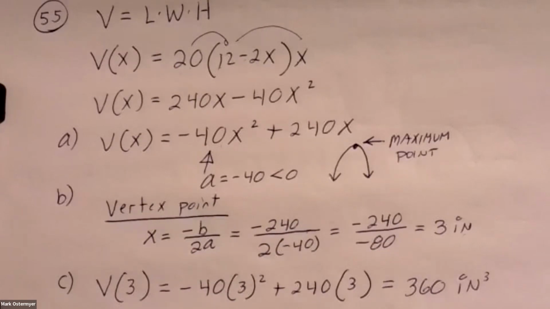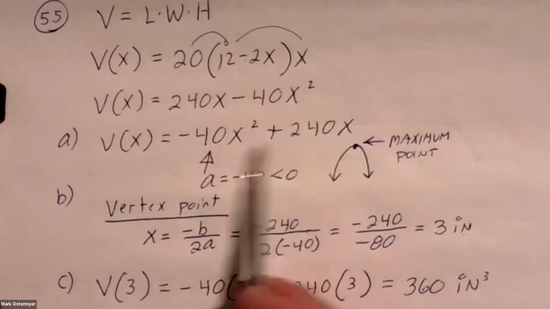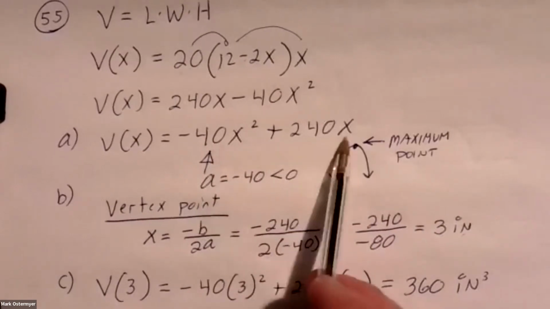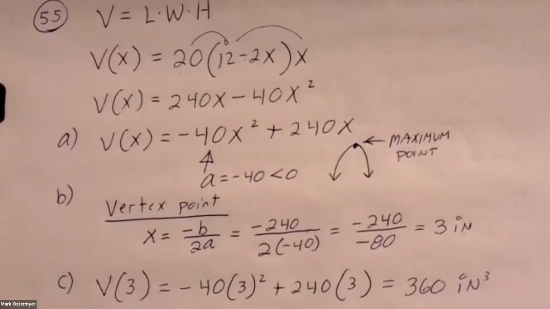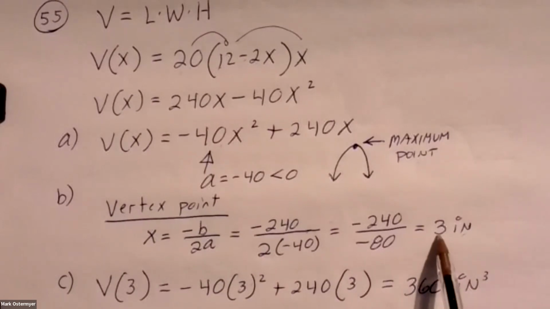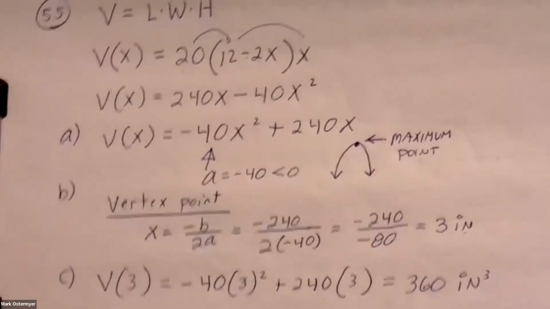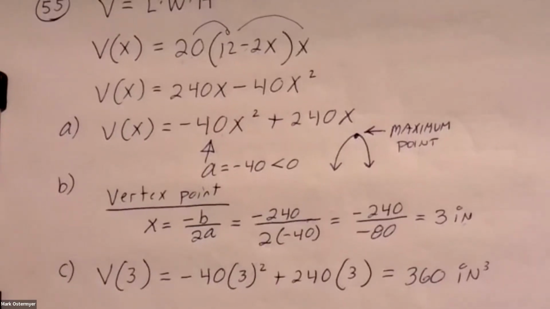And we could have found this answer graphically by graphing this quadratic function in our TI-84 and then finding the maximum point, which would be the vertex point. And the vertex point would be 3, 360. The maximum volume, 360 cubic inches, would be realized when X is equal to 3 inches. That problem make any sense there? All right, that was number 55. Let's take a look at another one.